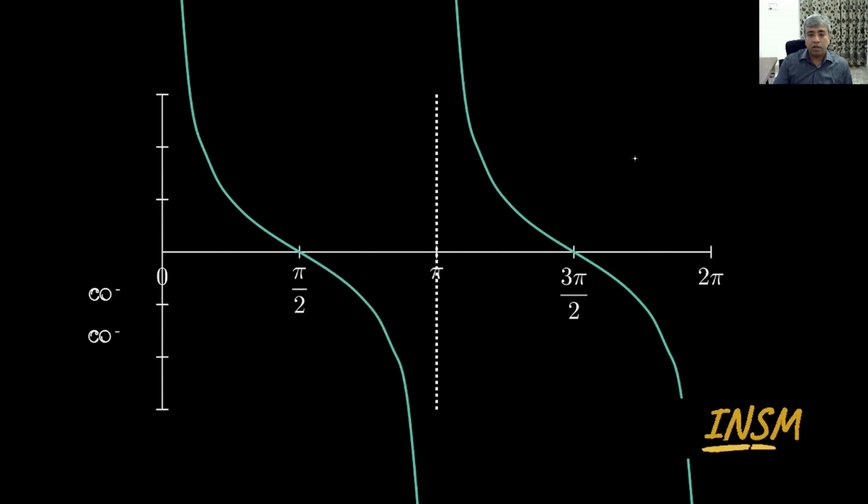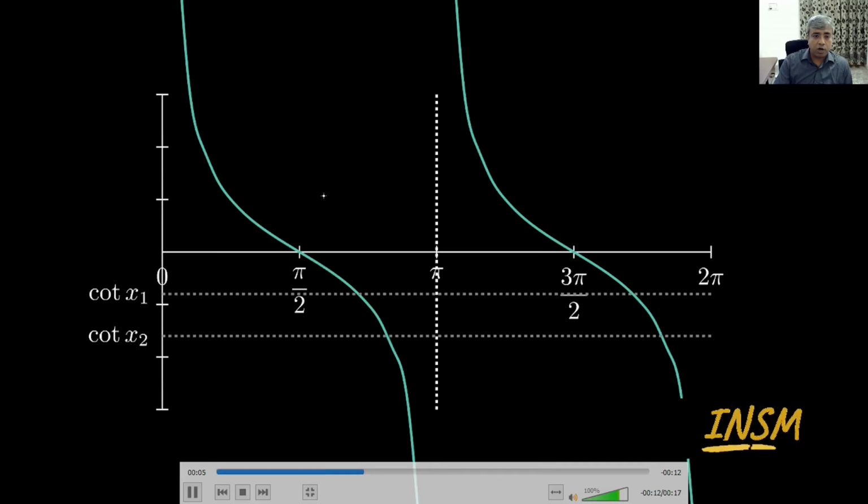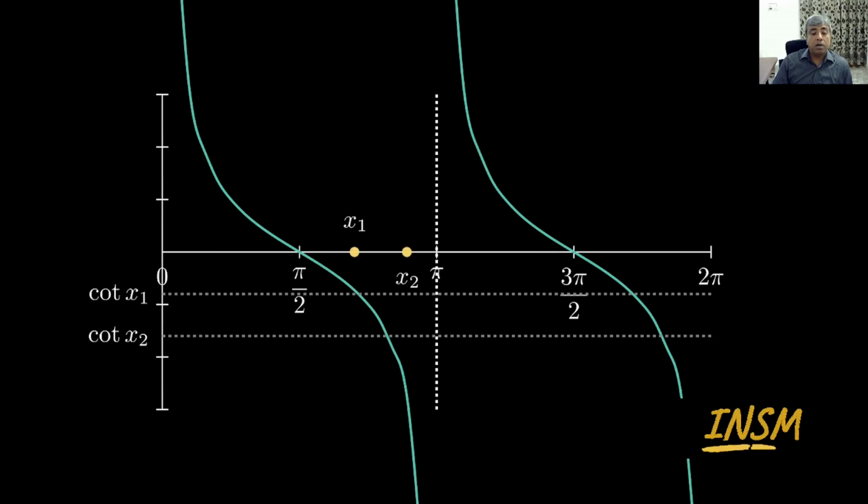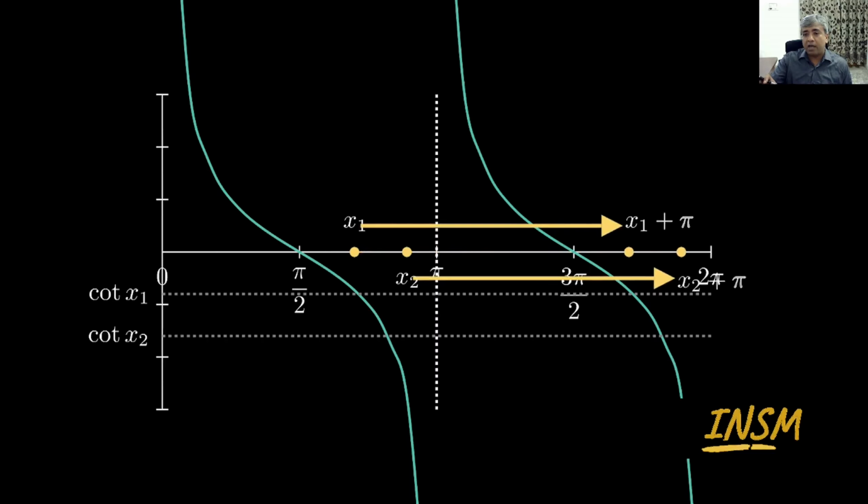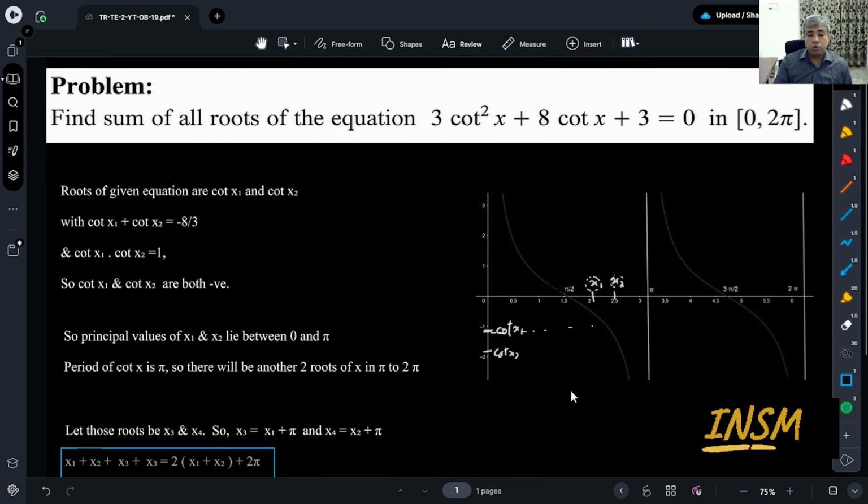You draw the cot curve; cot x1 and cot x2 come on negative. Corresponding, you get x1, x2. And you get another value, x1 plus pi and x2 plus pi, which will give the same value of cot x1 and cot x2. So the roots that are going to come between pi and 2 pi, we call them x3 and x4. So x3 will be x1 plus pi. You move x1 by pi here, you will get the same value of cot x1.